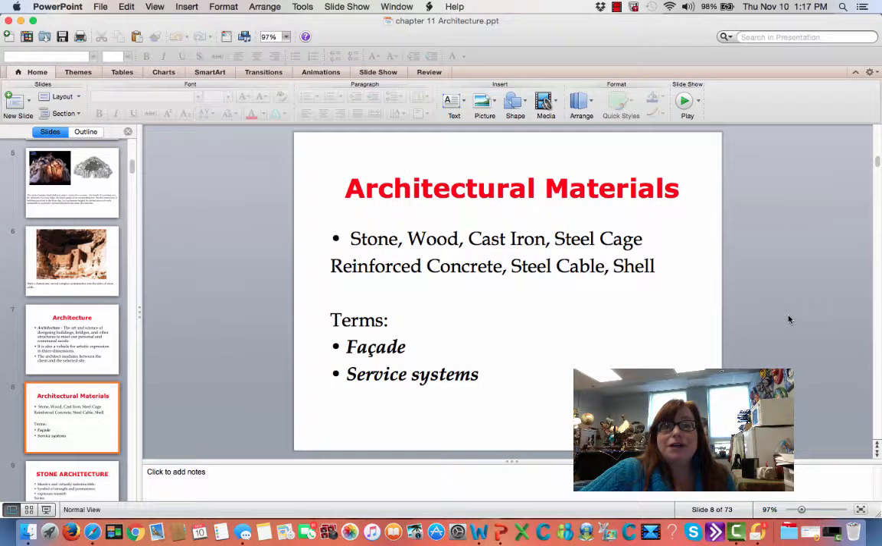So we're going to look at some architectural materials. We're going to look at stone, wood, cast iron, steel cage, reinforced concrete, steel cable, and shell architecture. And we're going to talk about a couple of terms. A facade is essentially when a building might be made of wood but faced with brick or faced with siding. That would be the facade. Service systems are, of course, the things like plumbing, electricity, hot water, heat, the whole nine.